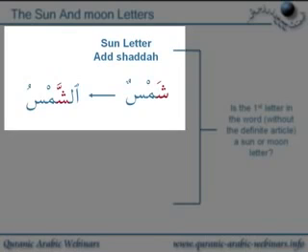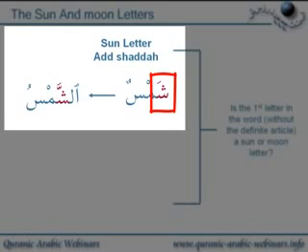Now, if it is a sun letter, we're going to add a shadda when we put on the definite article. So let's explain with this simple example. Again, we've highlighted things in red. So we have a noun. So this is shamsun, or if you just read it as a normal word, you'll just say shams. So that's the sun. Now, the first letter, the sheen, is classed as a sun letter.